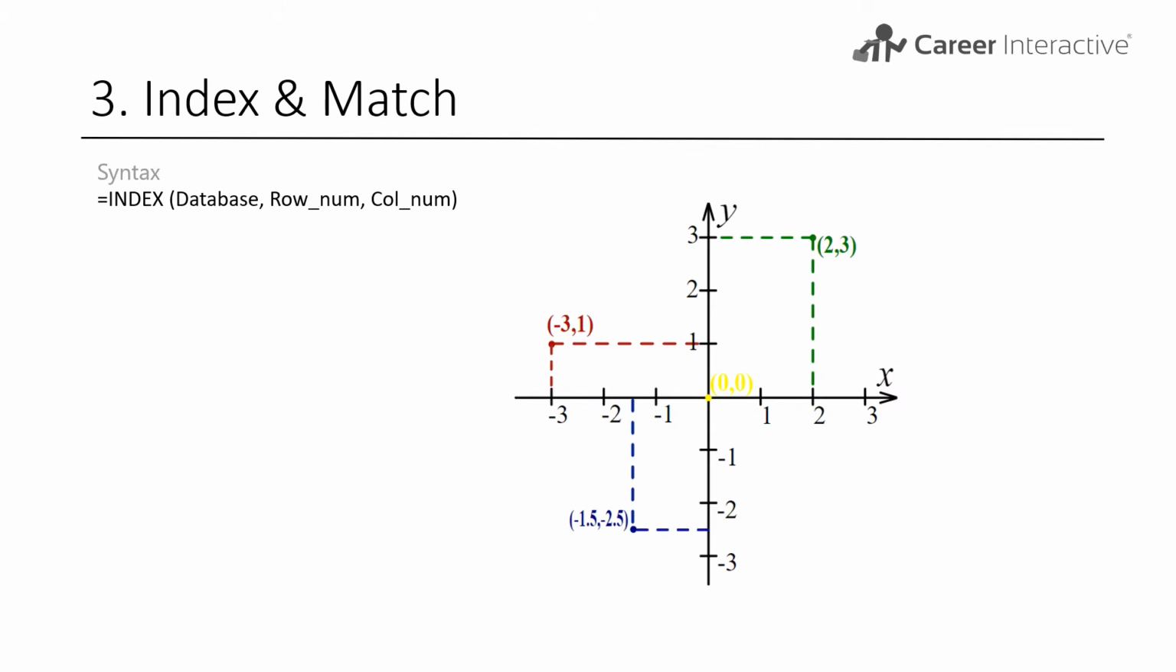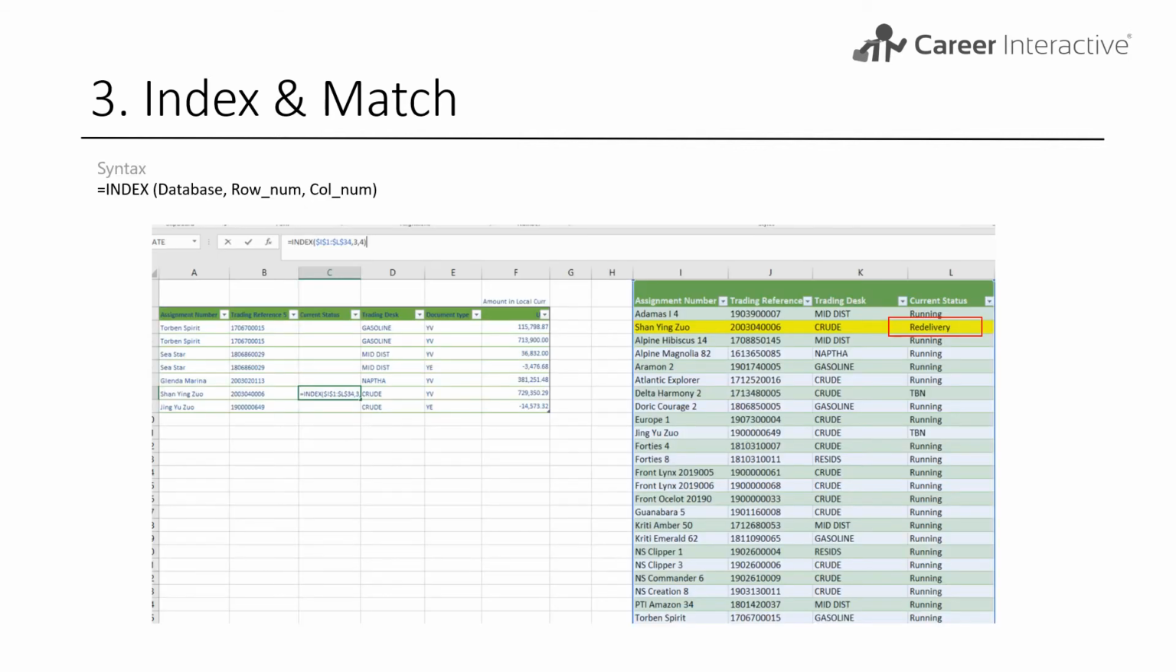And then we move to INDEX and MATCH. We usually use them together because it's a really handy way to search or locate the data. So how does INDEX work? You can simply understand it like a coordinate system. What you need is just an X and a Y, and then you will know the location of the data. For example, I have the same table of vessels I had before. Now I want to know each vessel's current status.